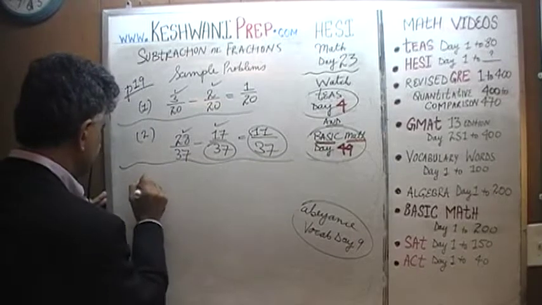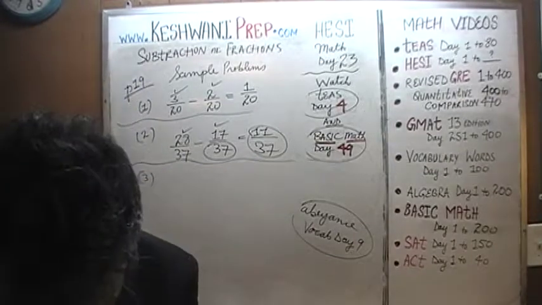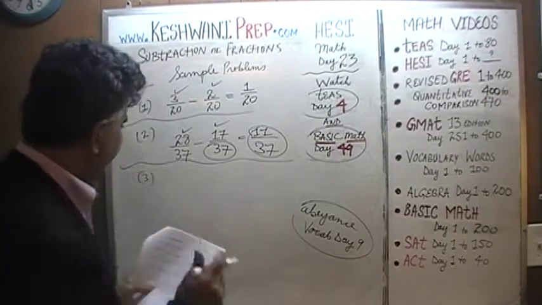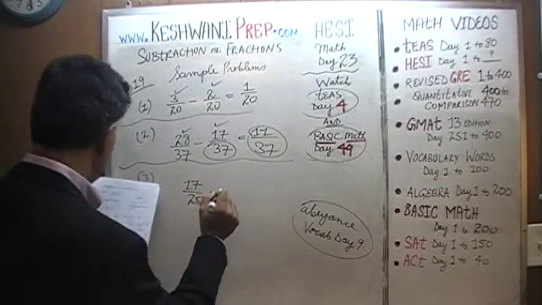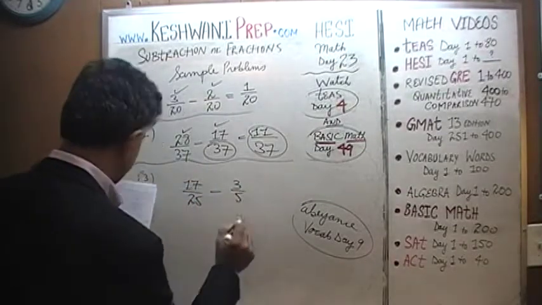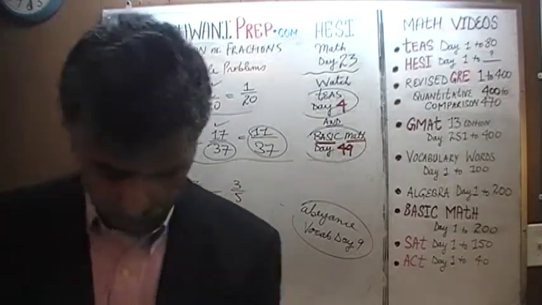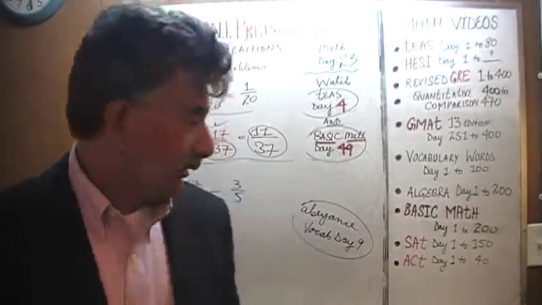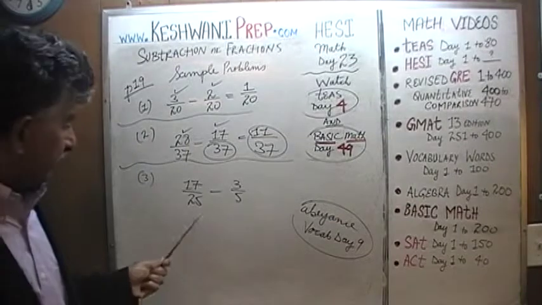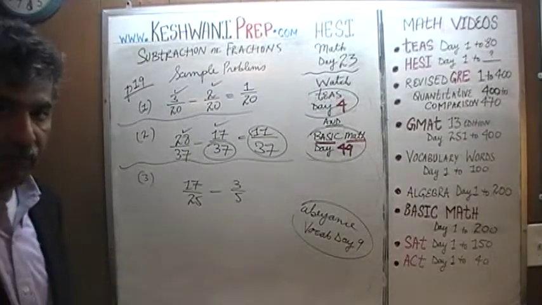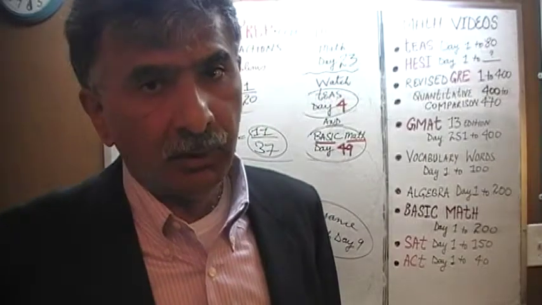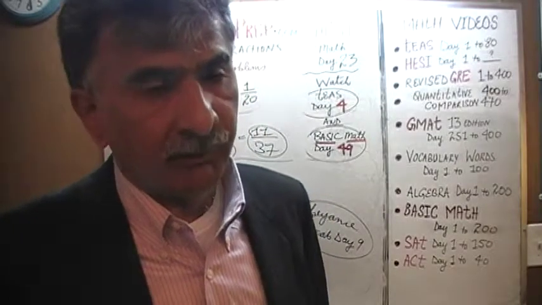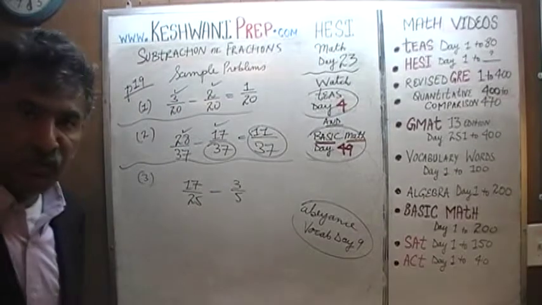Let's do the next one, number 3. We have 17 over 25 minus 3 over 5. Now here, the denominators are not the same. Here we have a denominator of 25, here we have a denominator of 5. We no longer have the common denominator, so we have to make the denominators the same. How can we convert 5 into a 25?